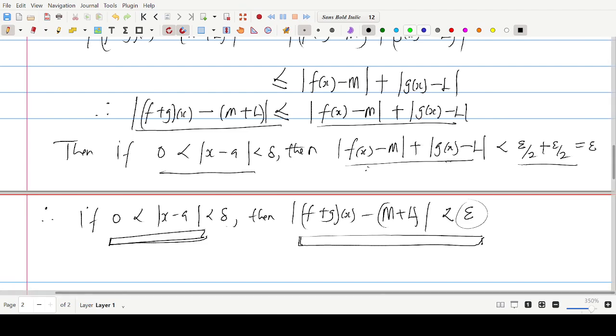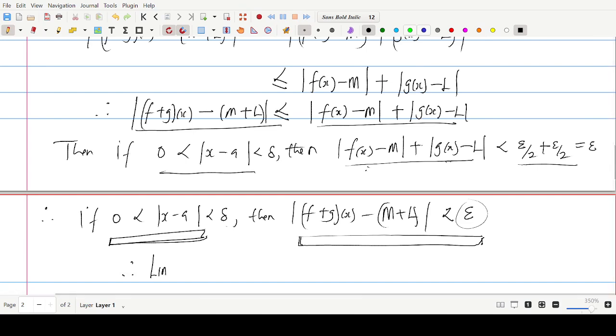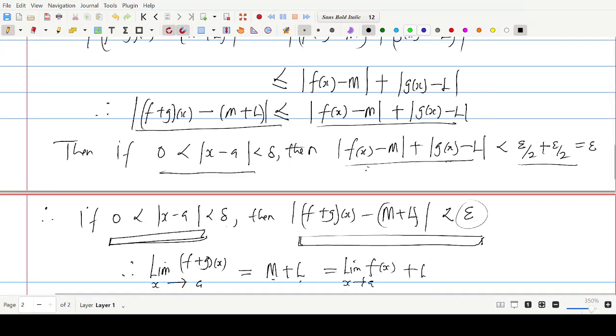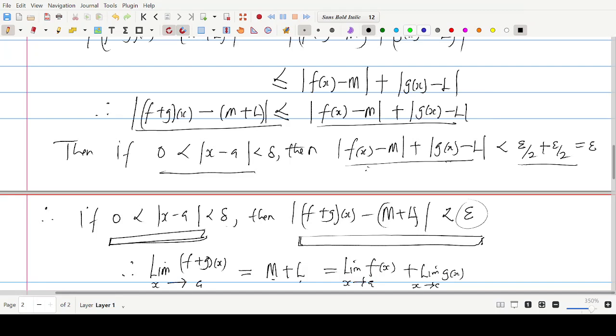that the limit of a sum of two functions is equal to the sum of the limits. So we can then say, therefore, the limit of f plus g of x as x approaches a is indeed equal to m plus L. And m is what? It is the limit of f of x as x approaches a, all right? Also, L is the limit of g of x as x approaches a. So in this way, we've established the claim. The claim has been verified and it's true. So that means the limit of a sum is the sum of the limits, provided the limits of the summands exist. So that will be the case.